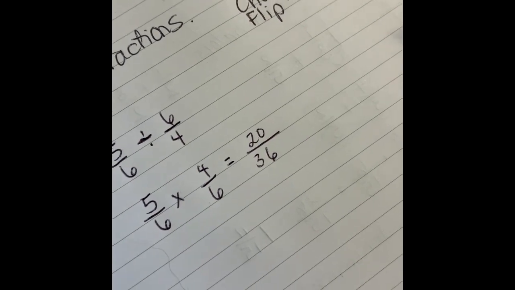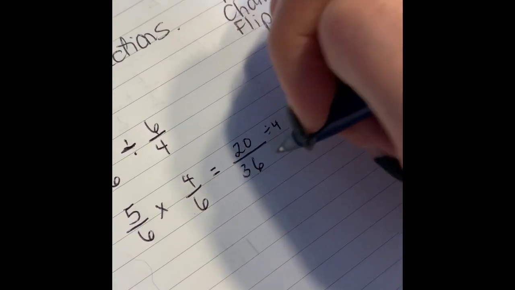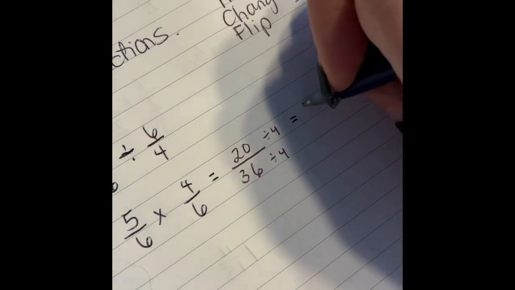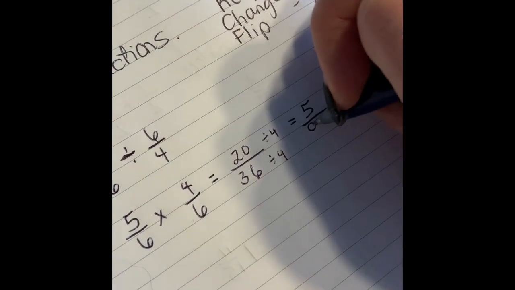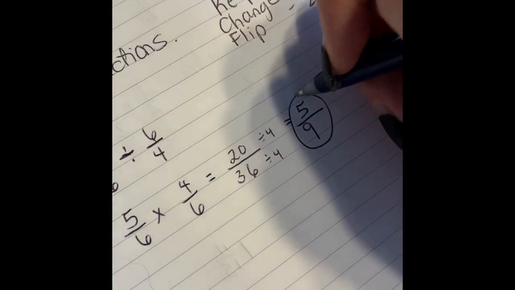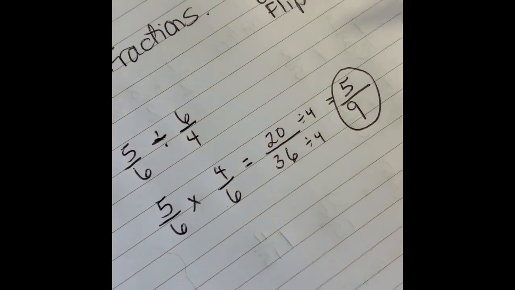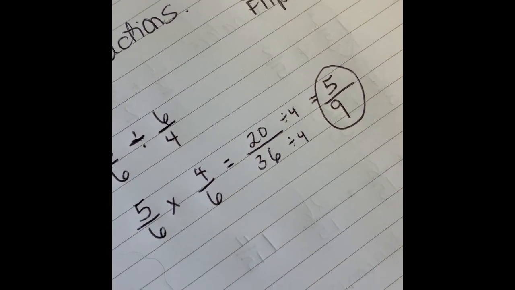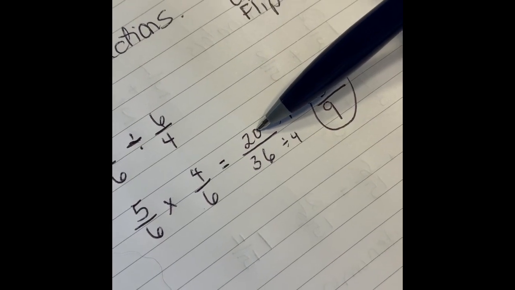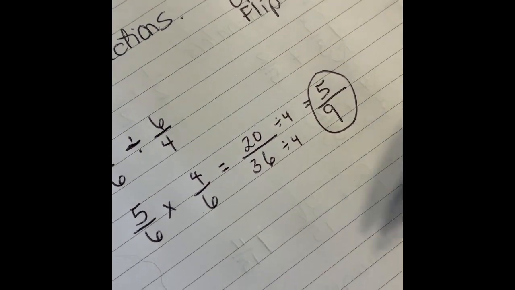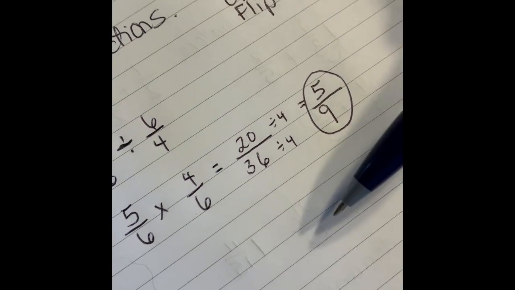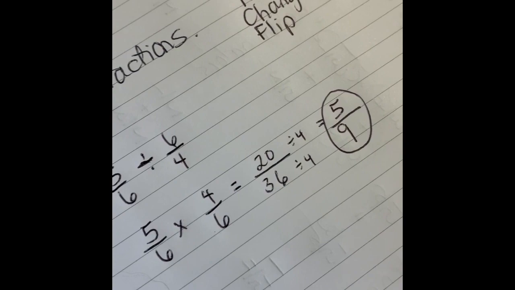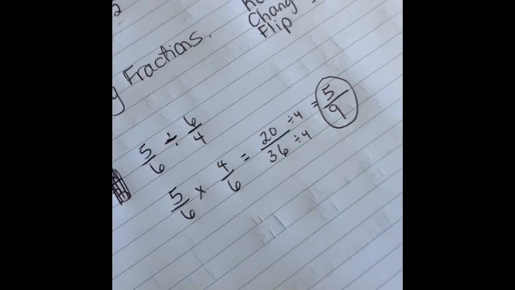Now I can reduce this because both of these numbers will divide by 4 evenly. 20 divided by 4 is 5. 36 divided by 4 is 9. And that's the lowest I can go. So whenever we're reducing, we're just trying to find any number that both of these can divide evenly by. So 20 can divide evenly by 2 and 4. 36 can also divide by 2 and 4, but we want to take the biggest number so that we only have to reduce once. So there's our answer, 5 over 9.